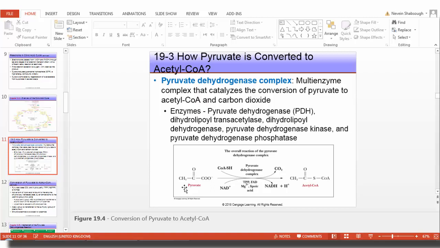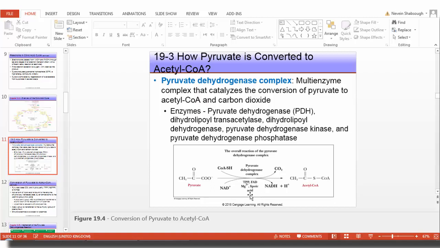Production of acetyl-CoA. Now, this enzyme complex consists of up to 5 enzymes, and these are pyruvate dehydrogenase, dihydrolipoyl transacetylase, dihydrolipoyl dehydrogenase, pyruvate dehydrogenase kinase, and pyruvate dehydrogenase phosphatase. Now the first 3 are involved in pyruvate to acetyl-CoA, as we will see in the mechanism. The other 2 are used to control the pyruvate dehydrogenase.